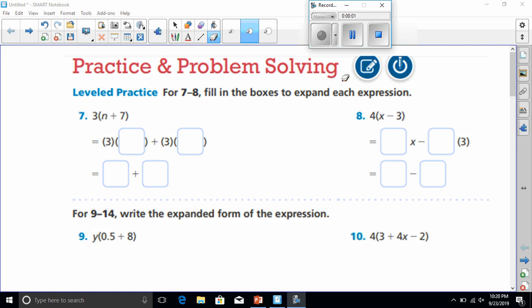All right, everybody, today we're going to be doing expanding expressions, practice and problem solving. I'm going to start with the odd ones. The first one's pretty basic. We're going to distribute properties. Well, since we're multiplying everything on the outside by everything inside, this one's easy.